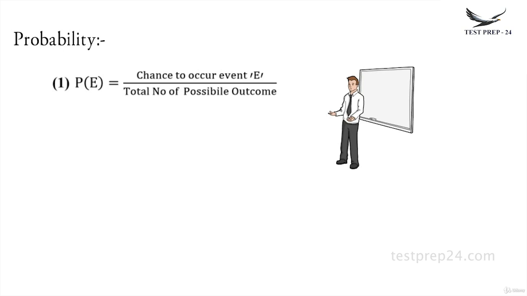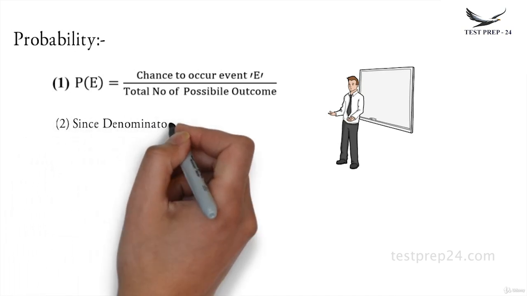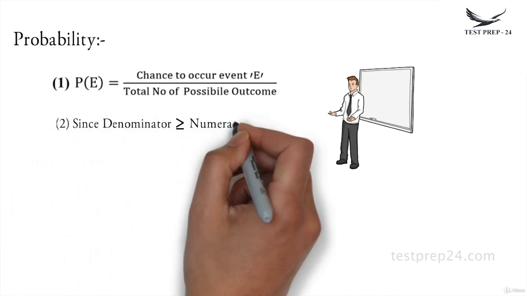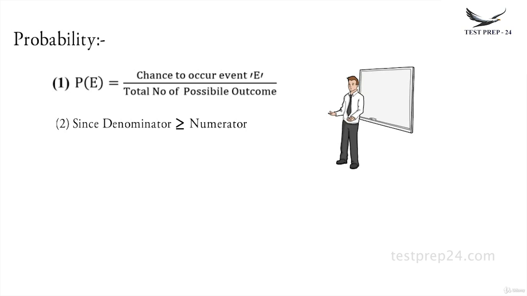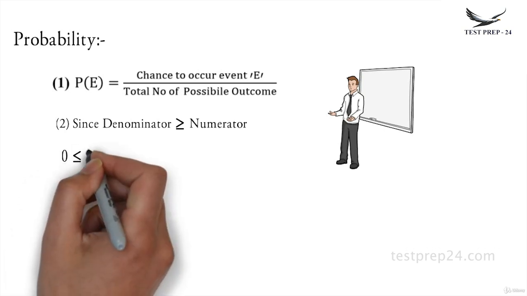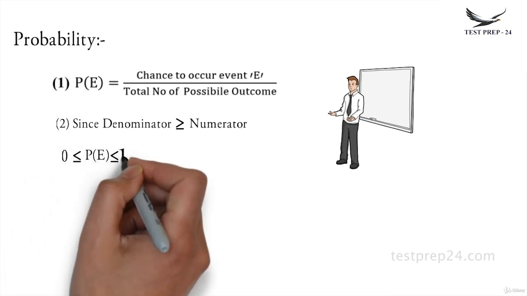Whenever you look at it, the denominator is the total possibilities and the numerator is the chance for a particular thing happening. So the denominator is always greater than or equal to the numerator. So the total value can't be greater than 1, and in the same way the total value can't be less than 0. So I can say that my probability always lies between 0 and 1.